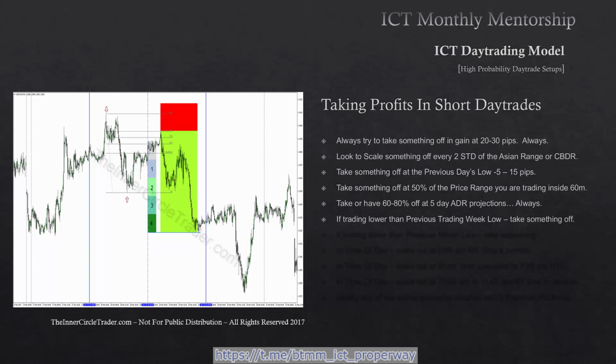If trading lower than the previous trading week's low, take something off there. You could have a reversal or a rejection. If trading lower than the previous month's low, again, this could be a potential reversal, so you want to take something off there. In time of day, scale out something at or prior to 5 a.m.